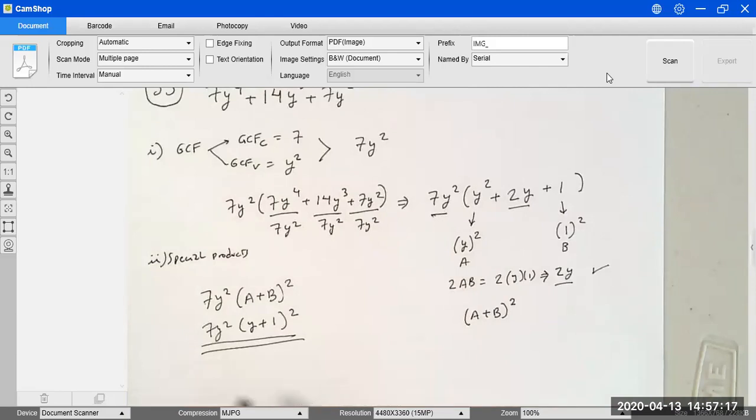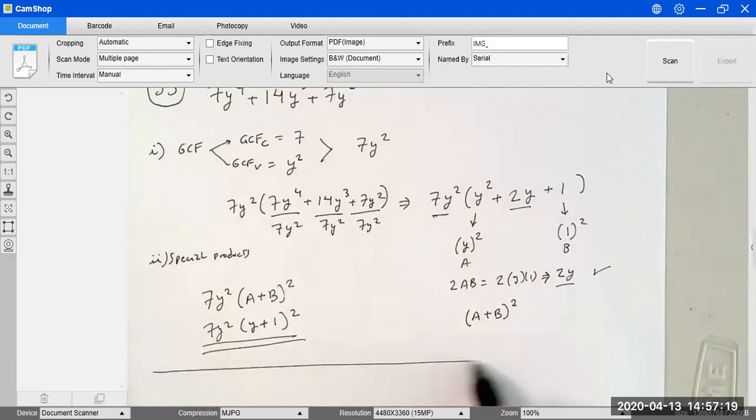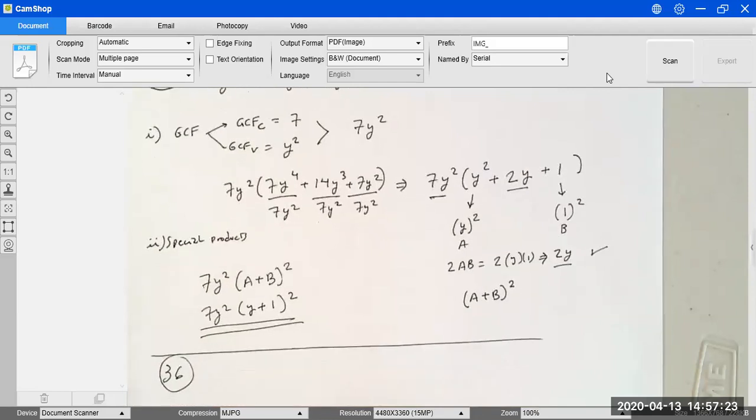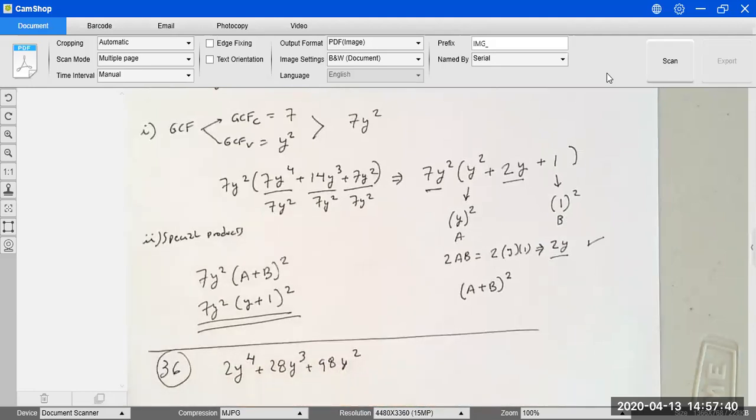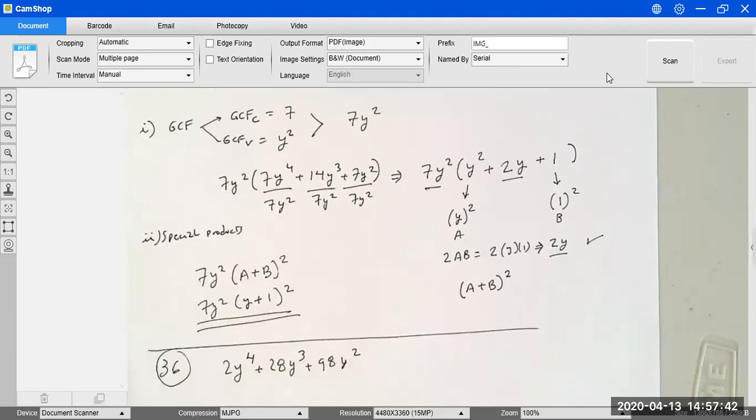So now you're going to work one more problem like this. You're going to work problem 36. 36 is just 2y to the 4 plus 28y cubed plus 98y squared. So factor completely this trinomial. Send me your answer via chat, and then we're going to continue with more.